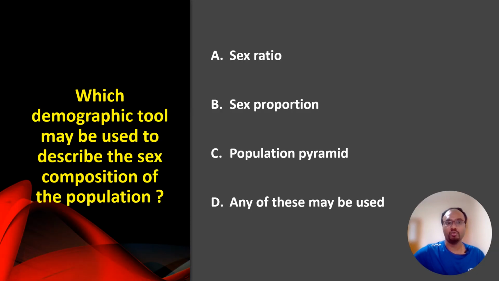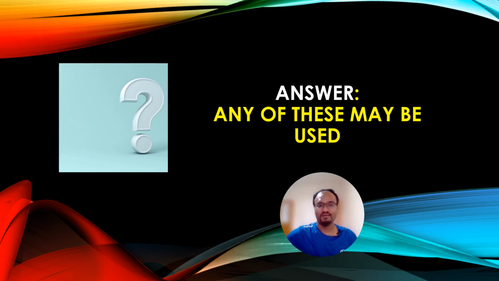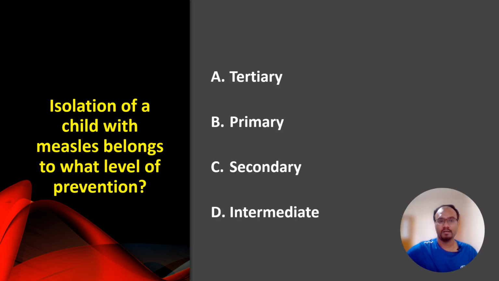Which demographic tool may be used to describe sex composition of the population? And the options are sex ratio, sex proportion, population pyramid. Any of these may be used. And the correct answer is any of these may be used. Let's go to the next question.